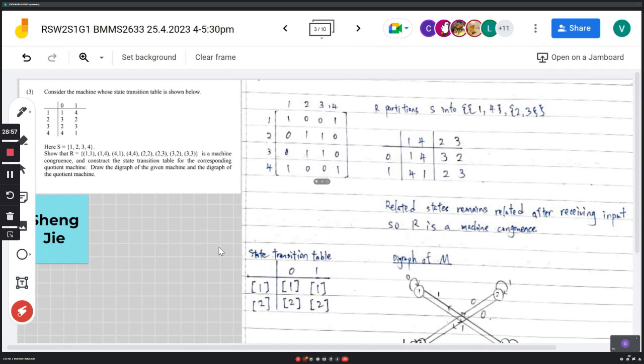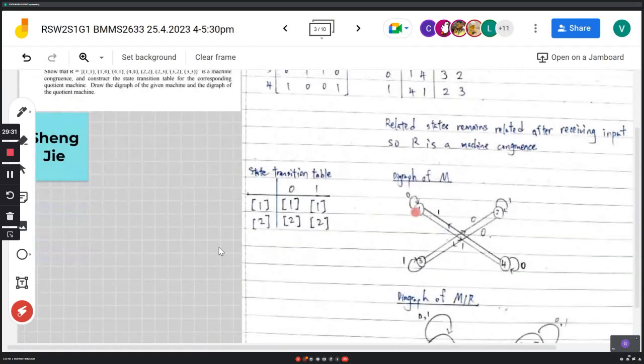So that is the table of the quotient machine. And after that, they ask you to draw the diagram of the given machine and the diagram of the quotient machine. So you need to draw two diagrams. One is the given machine. As I said, this table is the given machine. So you need to draw the diagram like question 1 just now. You draw this one, from this table.